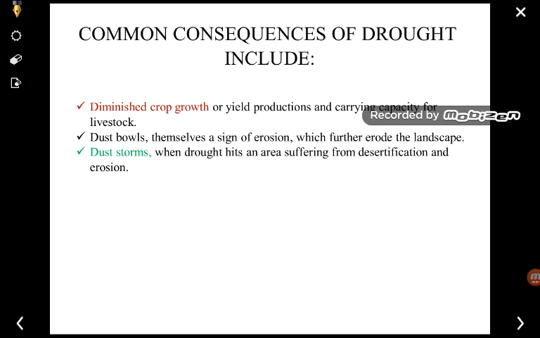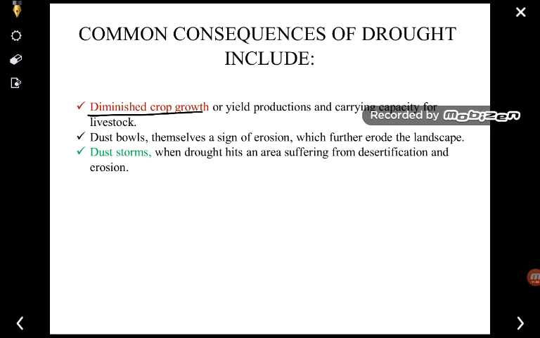नेक्स्ट कमिंग अप टू द कॉन्सिक्वेंसेस ऑफ द ड्रॉट इंक्लूड्स, मतलब अगर ड्रॉट टेक्स प्लेस करता है तो उसके क्या क्या नतीजा हो सकता है या फिर कॉन्सिक्वेंसेस हो सकते हैं. सो डिमिनिश क्रॉप ग्रोथ, पहला तो क्या होगा, क्रॉप का तो यील्ड ही नहीं होगा या प्रोडक्शन नहीं होगा. इसके कारण क्या हो जाएगा, प्रोडक्शन इज रिड्यूस्ड और इट इज ऑलमोस्ट negligible.